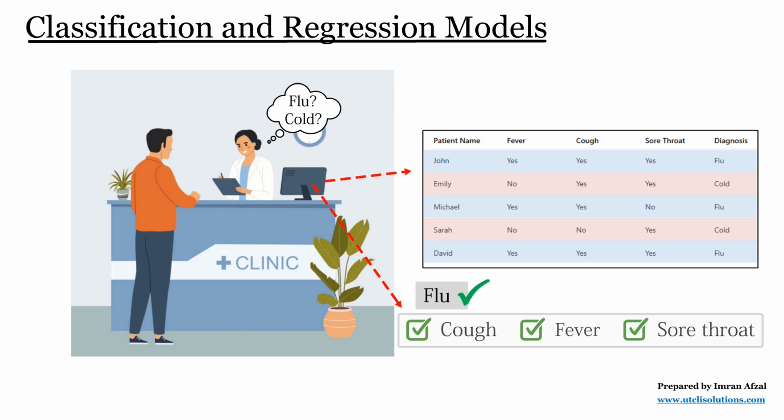The answer is not a number. The answer is one group out of two, flu or cold. This is why we call it classification. It is like putting people into the right health group based on what they feel.